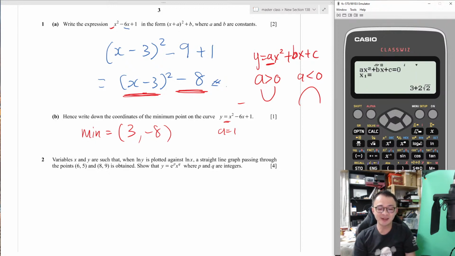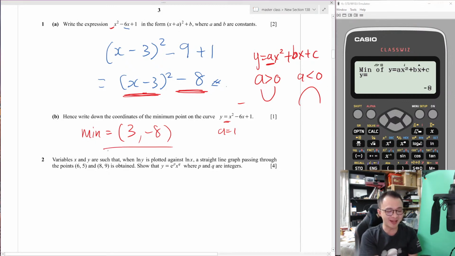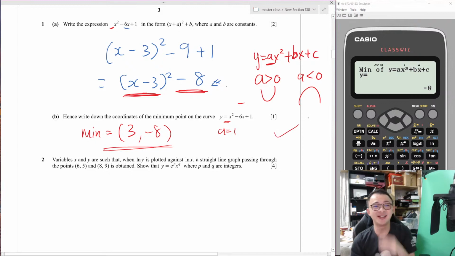Then this one is my x-intercept. I don't care about the x-intercept here. Enter again, this is another x-intercept. Then you can see it tells me my minimum x-coordinate is 3 and my minimum y-coordinate is -8, which is exactly the same as my answer. So I can easily get this 1 mark. So if you have this calculator, always use it to check your answer.